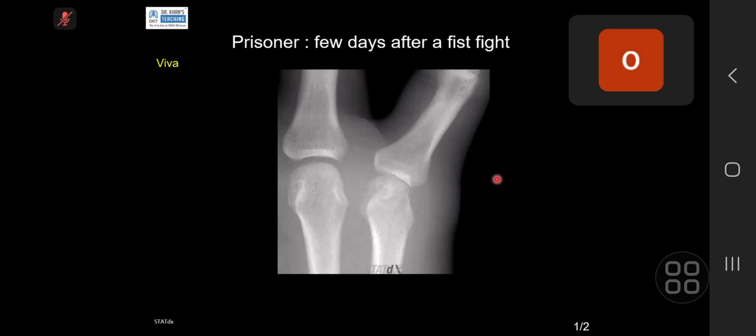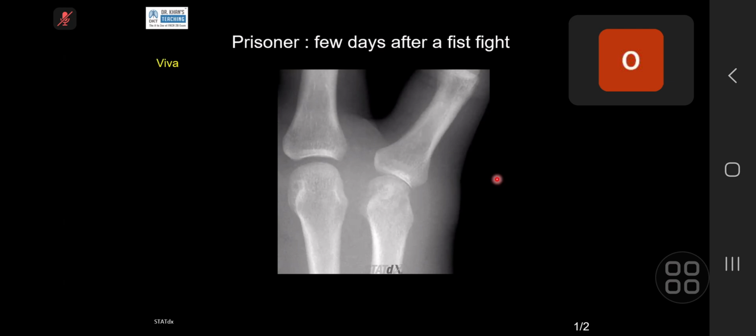There is a subtle lucency involving the metacarpal head. I'm not sure. I think it is the ulnar aspect at the left side of the image, with surrounding subtle sclerosis.